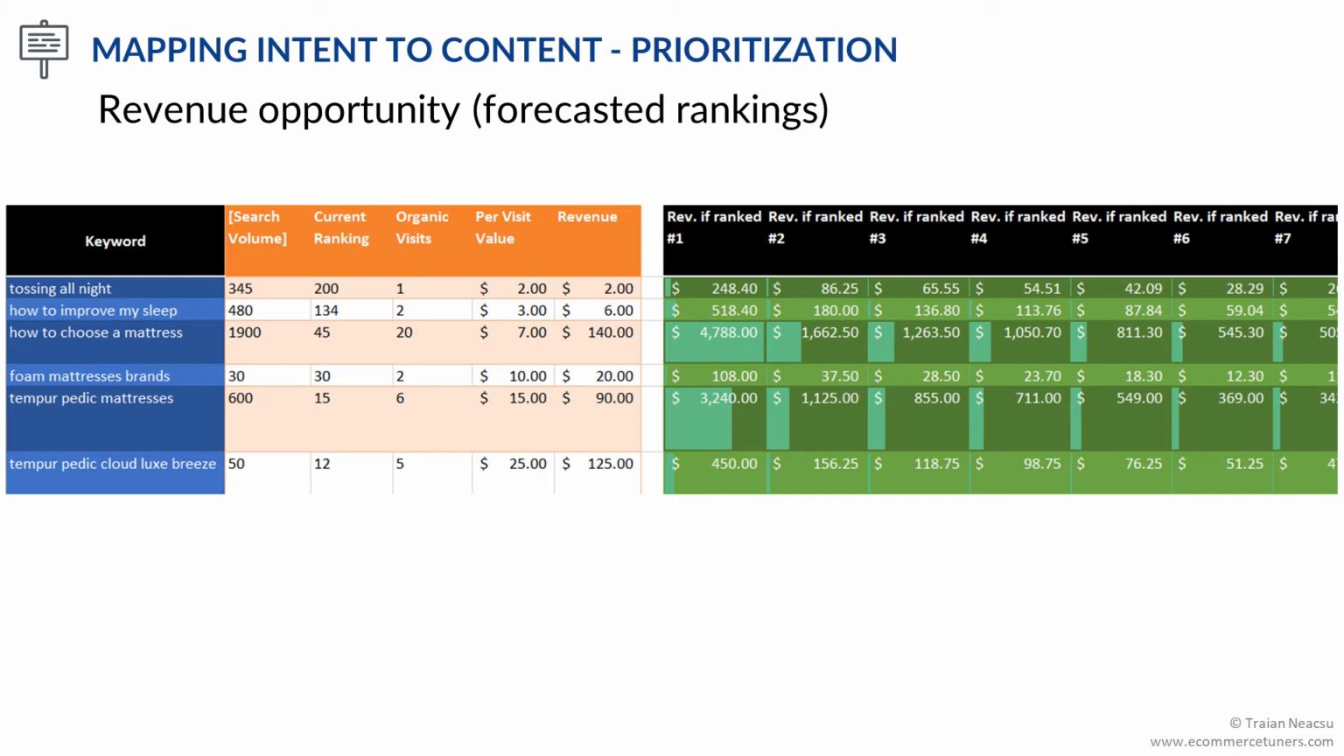In this table, you can get the search volume data with Keyword Planner, the current ranking data with the ranking tracking tool of your choice, and the organic visits data using your web analytics tool. The revenue data is also collected from your web analytics tool. You will generate the per visit value by dividing revenue by organic visits.